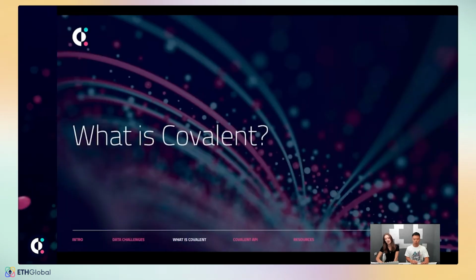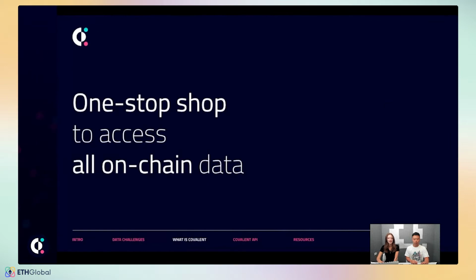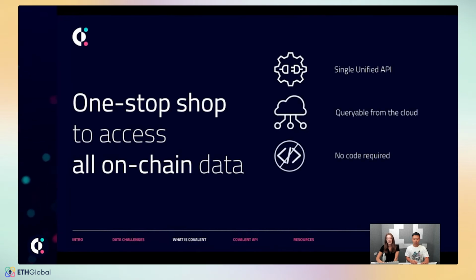So I kind of touched on it, but what is Covalent exactly? It's basically a one-stop shop to access all on-chain data. So we do this through a unified API. It's actually a no-code solution, so obviously if you're a developer, you'll be more successful. But if you are completely new to the space, you can try it out in the browser, or if you're an analyst, we actually support a CSV mode as well.